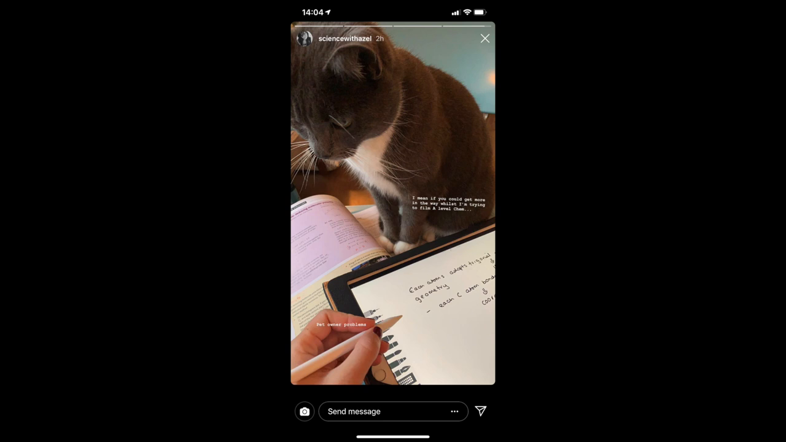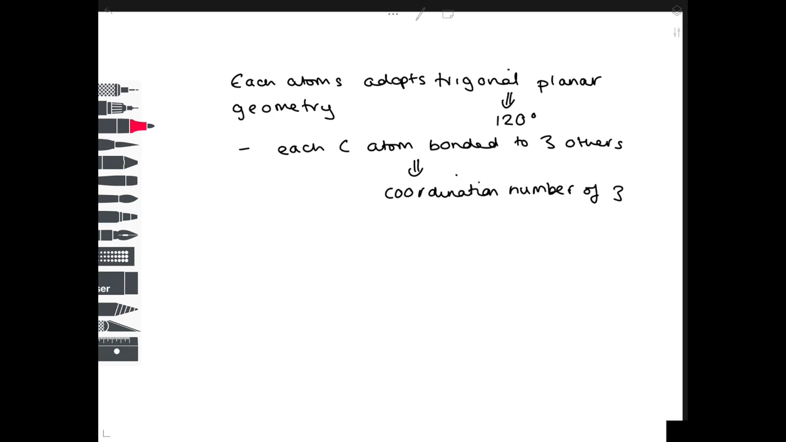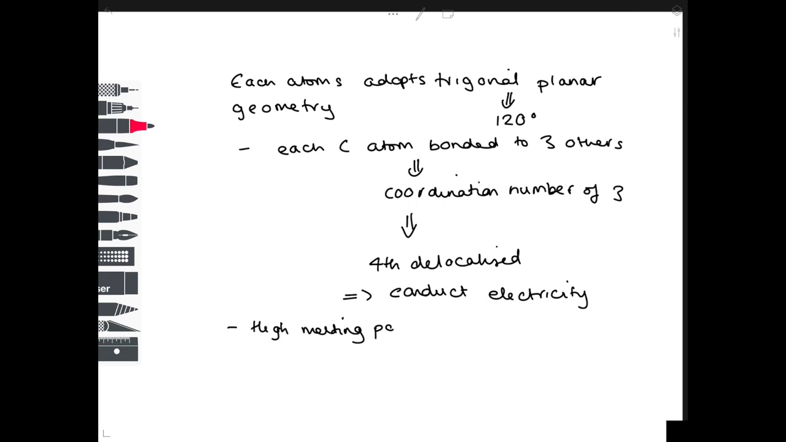It's important to notice with this coordination number that what that means is the fourth electron is effectively delocalized. So it's free to move within the graphite structure. And that's actually the reason why graphite can conduct electricity. As with other covalent network solids, it obviously has a high melting point. And that's again due to the many strong covalent bonds which require a lot of energy to break. It's also hard, not as hard as diamond obviously, but it is extremely hard and it is insoluble. So it does not dissolve in common solvents such as water or alcohol.